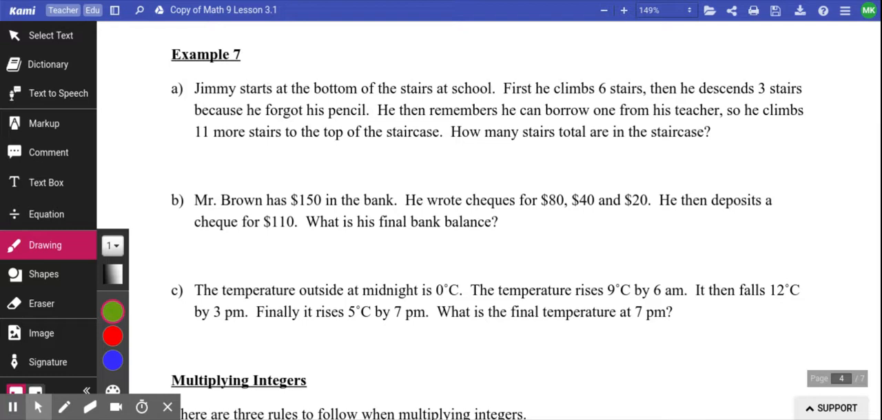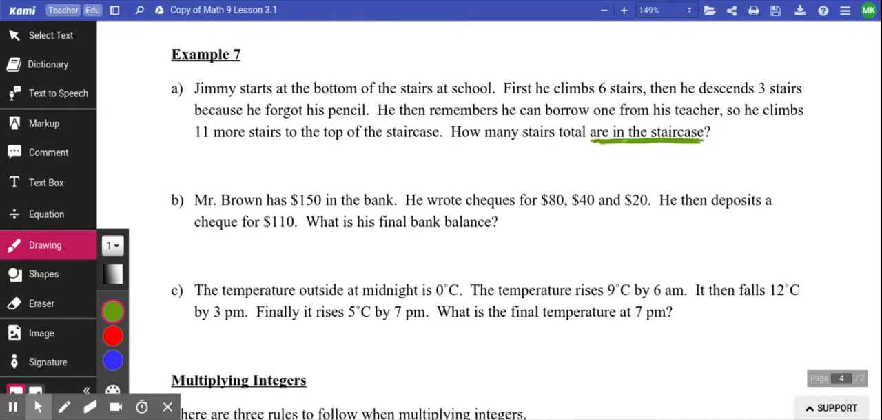So we have Jimmy starts at the bottom of the stairs at school. He climbs 6 stairs. Then he descends 3 stairs because he forgot his pencil. Then he remembers he can borrow one from the teacher, so he climbs 11 more stairs to the top of the staircase. How many stairs in total are in the staircase? So not how many stairs does he walk, but how many stairs are in the staircase.